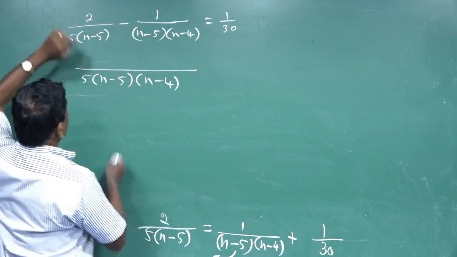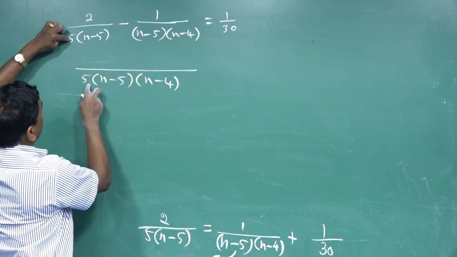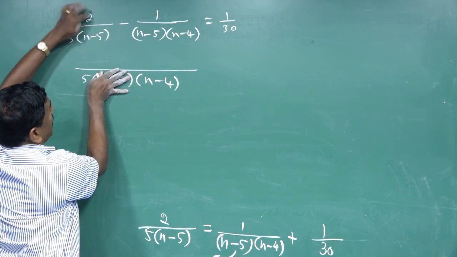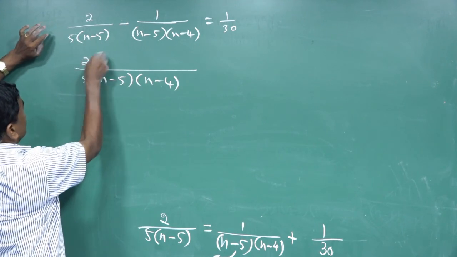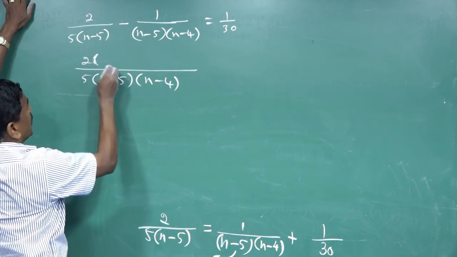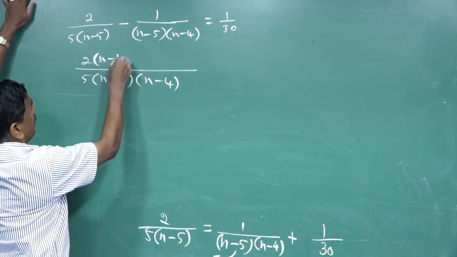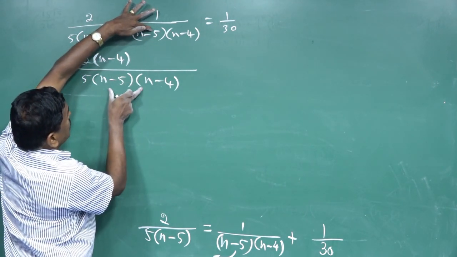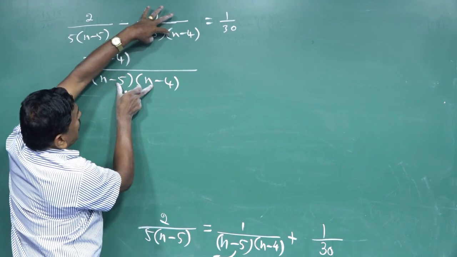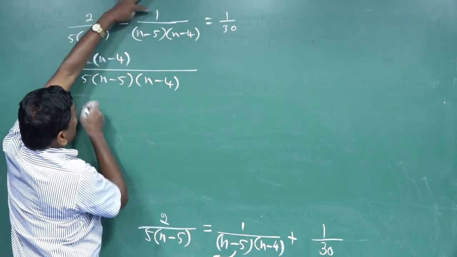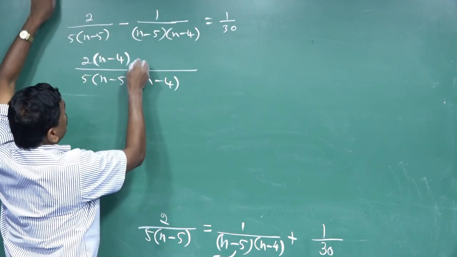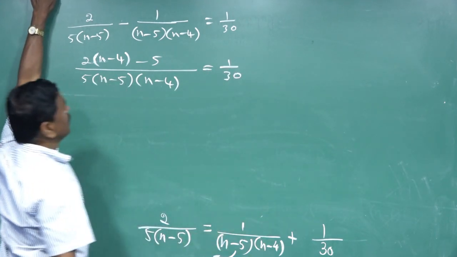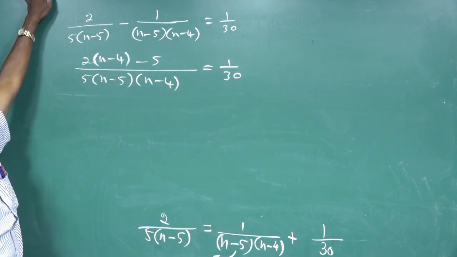Now comparing the LCM and the denominator, 5 and n minus 5 cancel, and the remaining n minus 4 multiplies with the numerator. So your answer is 2 into (n minus 4). Now comparing the second denominator and the LCM, n minus 5 and n minus 4 cancel, and the remaining 5 multiplies with the numerator. 1 into 5 is 5, minus 5, which is equal to 1 by 30. That's all. Yes, 1 by 30, ready.